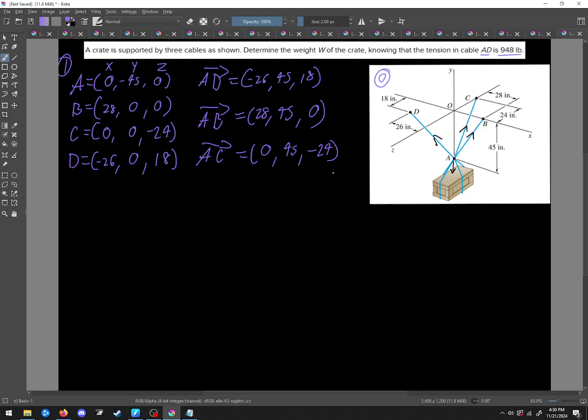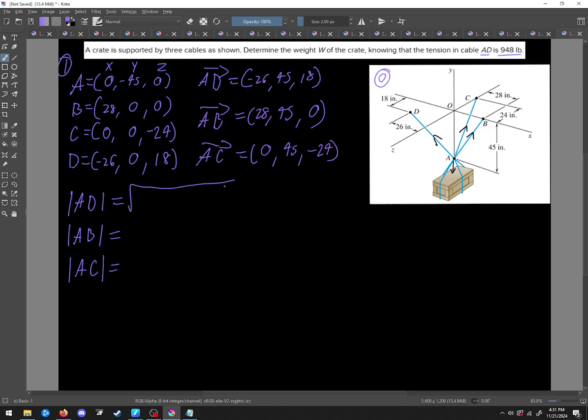Now, not only do we need to find the vector, but we need to also find the magnitude of each of these. So let's do it right here. We're going to have magnitude AD, magnitude AB, and then magnitude AC.